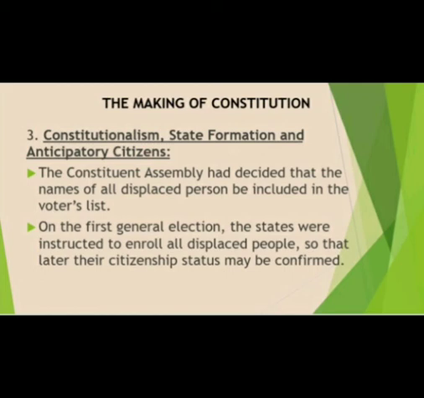The Constituent Assembly had decided that the names of all the displaced persons be included in the voters' list on the strength of their oral declaration. According to the narrative report of the Election Commission of India on the first general election, the states were instructed to enroll all such persons in the electoral roll and a distinguishing mark be placed against their names so that their citizenship status may be confirmed later after the constitution came into force. All these descriptions we have studied give a detailed narration of how and why India became a democracy.